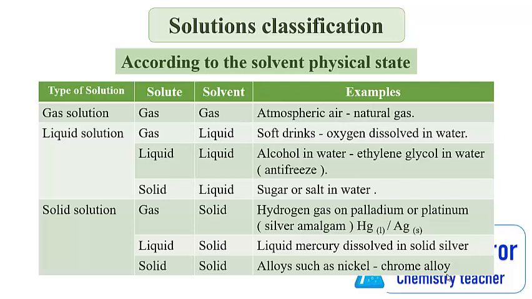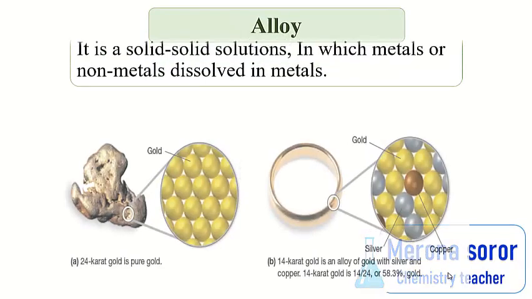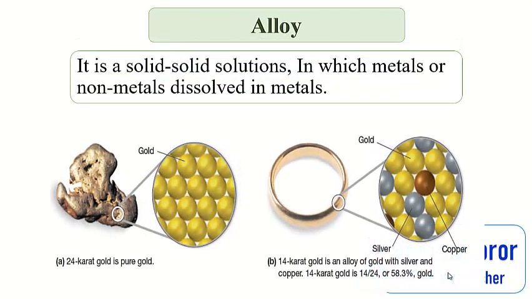Solid solution, gas solid solution, hydrogen gas on platinum or lithium silver amalgam. Liquid solid solution, liquid mercury dissolved in solid silver. Solid solution, as alloys such as nickel chrome alloy. Alloy. It is a solid solution in which metals or non-metals are dissolved in metals.